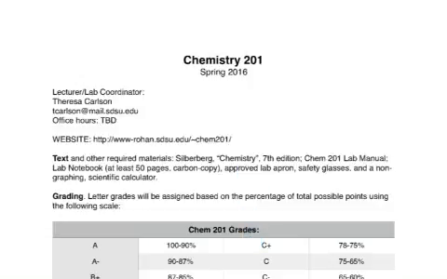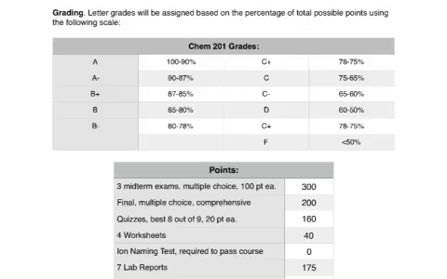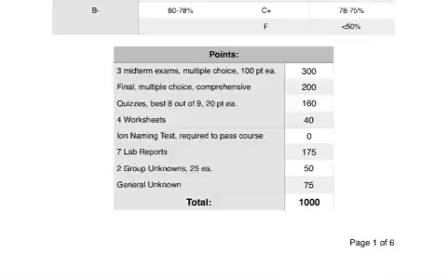The grading for this class consists of the Chem 201 grades. So to pass this class, you need to have at least a 65%. The points will be distributed as such. 3 midterm exams, multiple choice, they're 100 points each. The final, multiple choice but comprehensive, will be 200 points. Your quizzes will be best 8 out of 9, 20 points each. 4 worksheets that will be given in your recitations, which are on Wednesday.